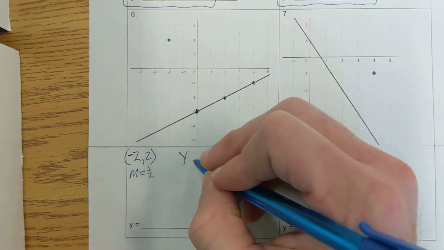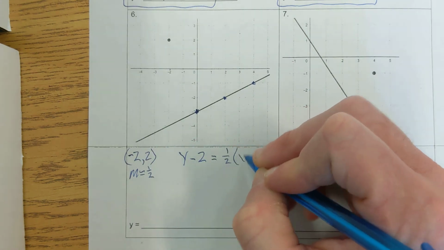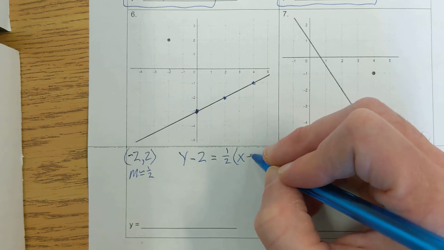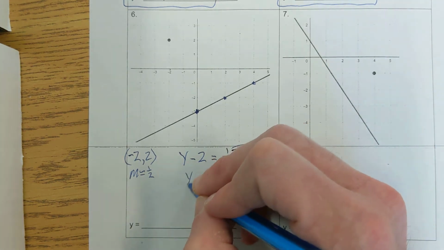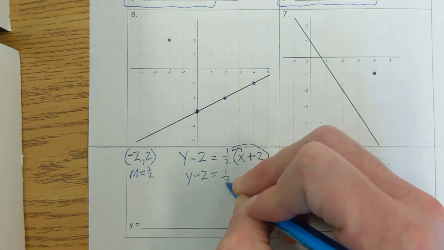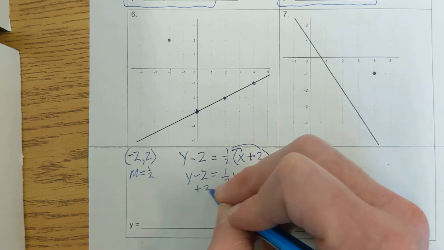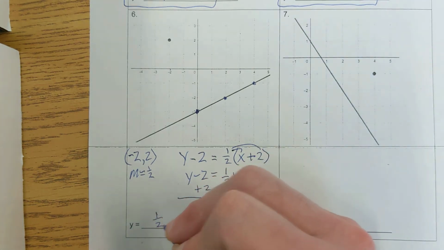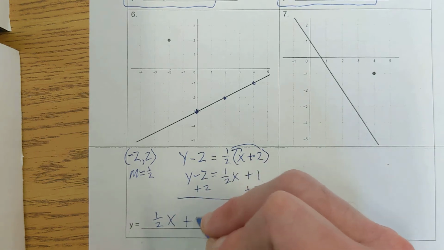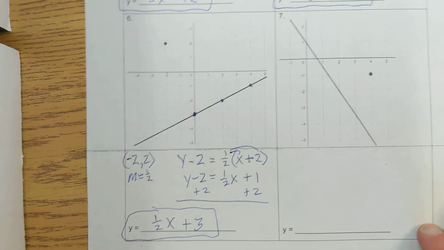Okay, so then we plug it in. We're going to have y minus y1, which is the 2, equal to 1/2 times x minus a negative turns to plus 2 for that one. So we distribute. Y minus 2 is equal to 1/2 x. Half of 2 we get 1. And then we add 2 to both sides. So we get our final answer of y equals 1/2 x plus 3. And that is number 6.